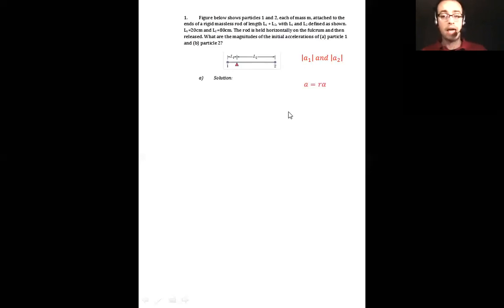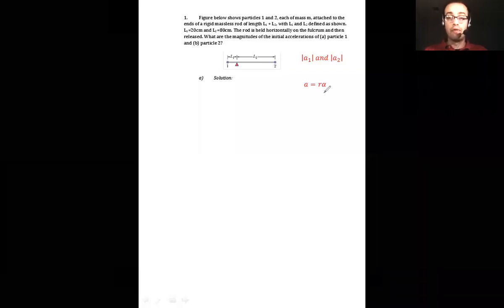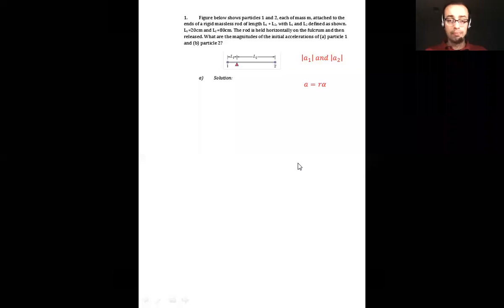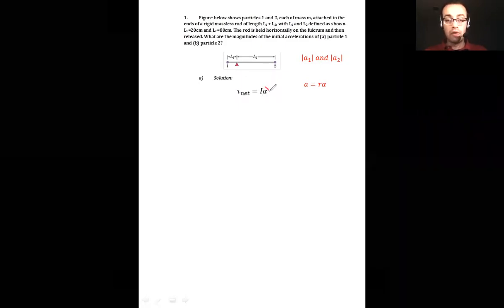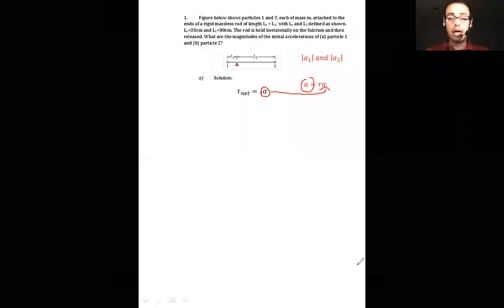Well, one thing that would be handy to note is that the linear acceleration is equal to the radius times the angular acceleration alpha. And angular acceleration alpha is something that we can solve for using this concept of torque. So the net torque is equal to the moment of inertia times the angular acceleration. So our goal is to solve for alpha, and once we've solved for alpha, we can solve for acceleration. So that's kind of where this problem is going. How are we going to do that?